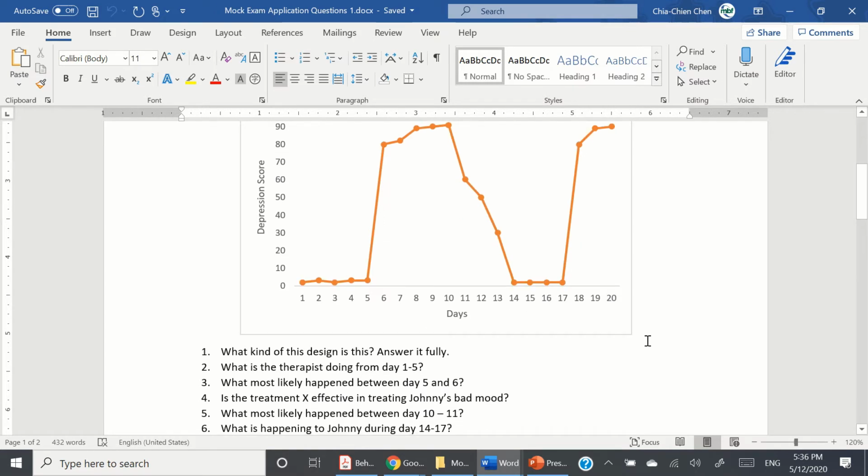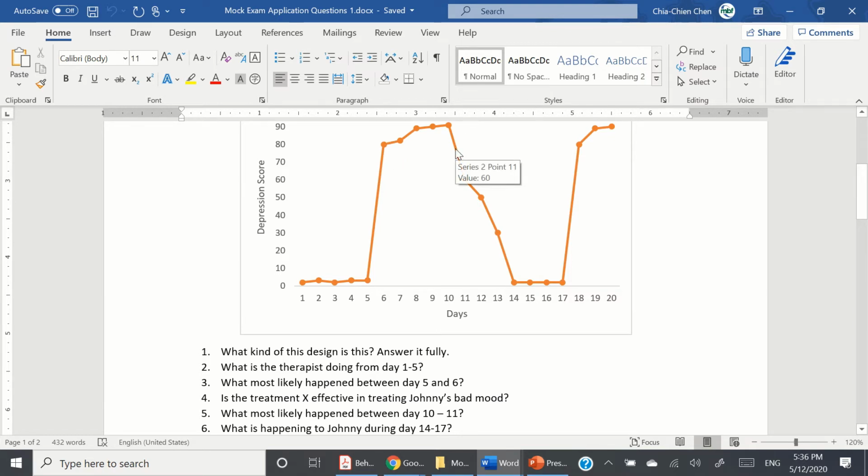Okay, number 4, is the treatment X effective in treating Johnny's bad mood? Yes, it is, because you can see that right before the treatment, he was not doing very well. You know, his scores were very low. But then after the introduction of the treatment, his score went very high. Okay.